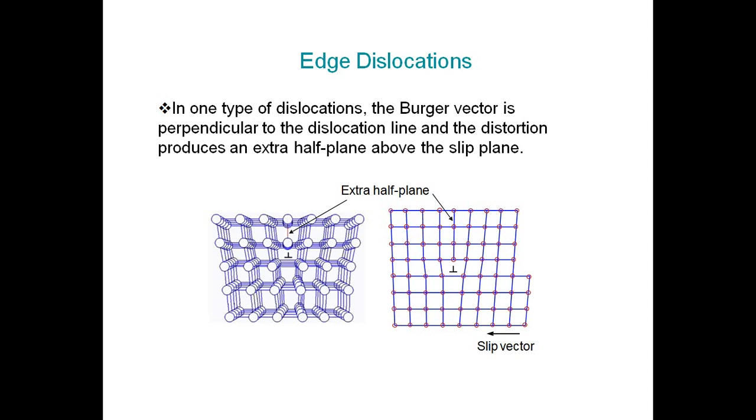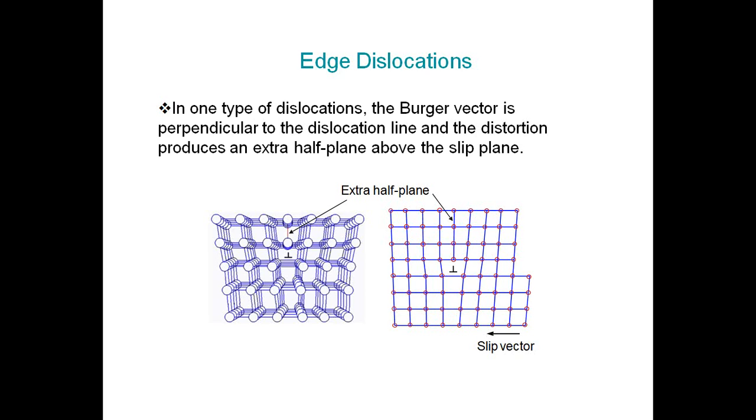In the crystal structure, the region near the dislocation experiences local lattice distortion. The atoms above the dislocation are squeezed together, and those below the dislocation are pulled apart. The magnitude of this lattice distortion is higher near the dislocation, and it decreases with increasing distance away from the dislocation.